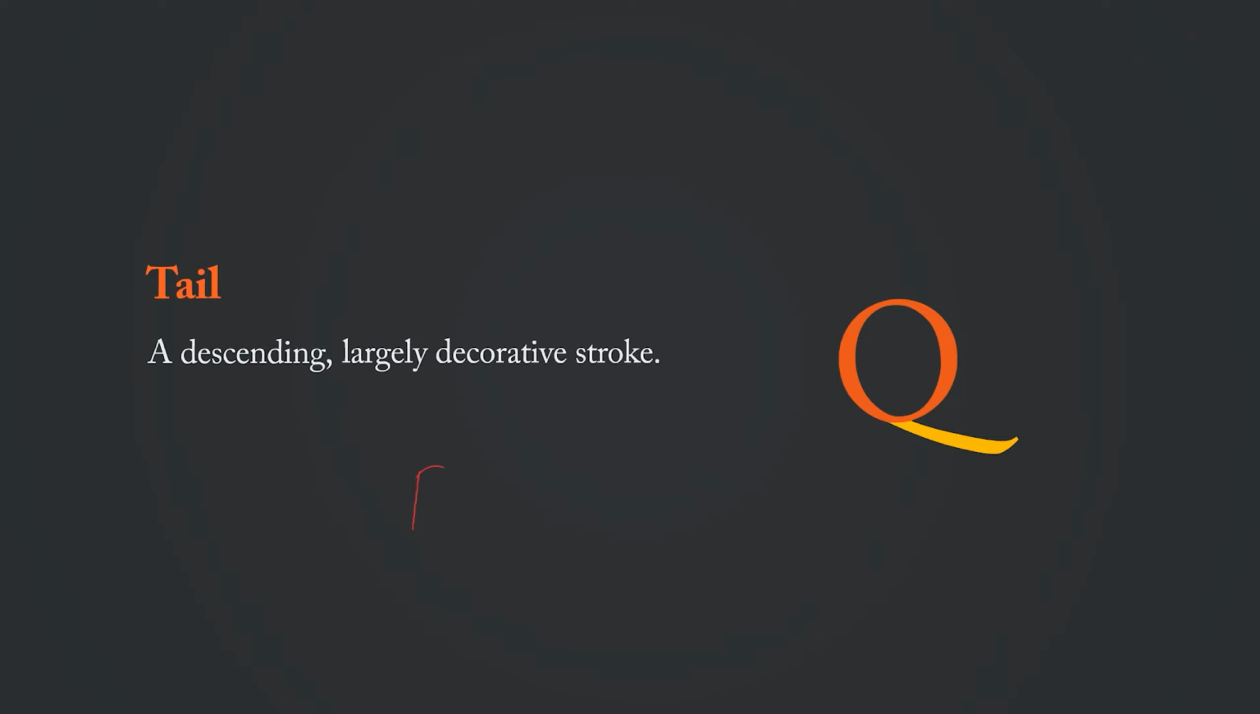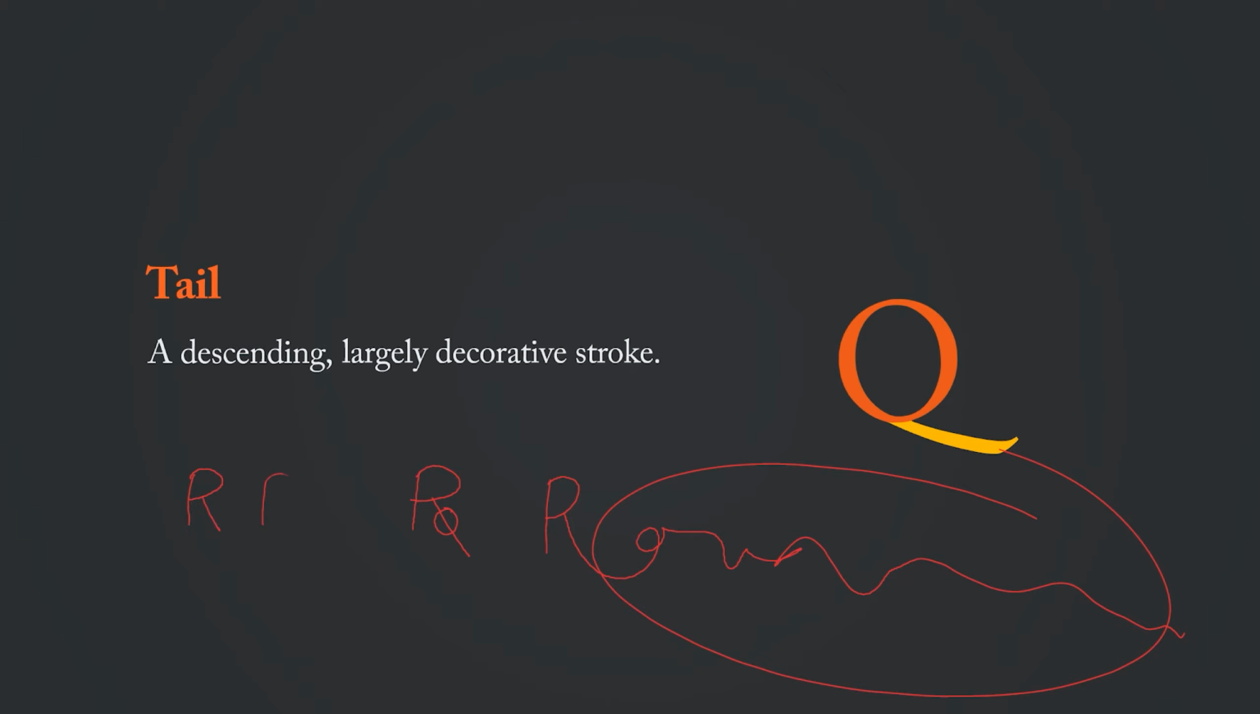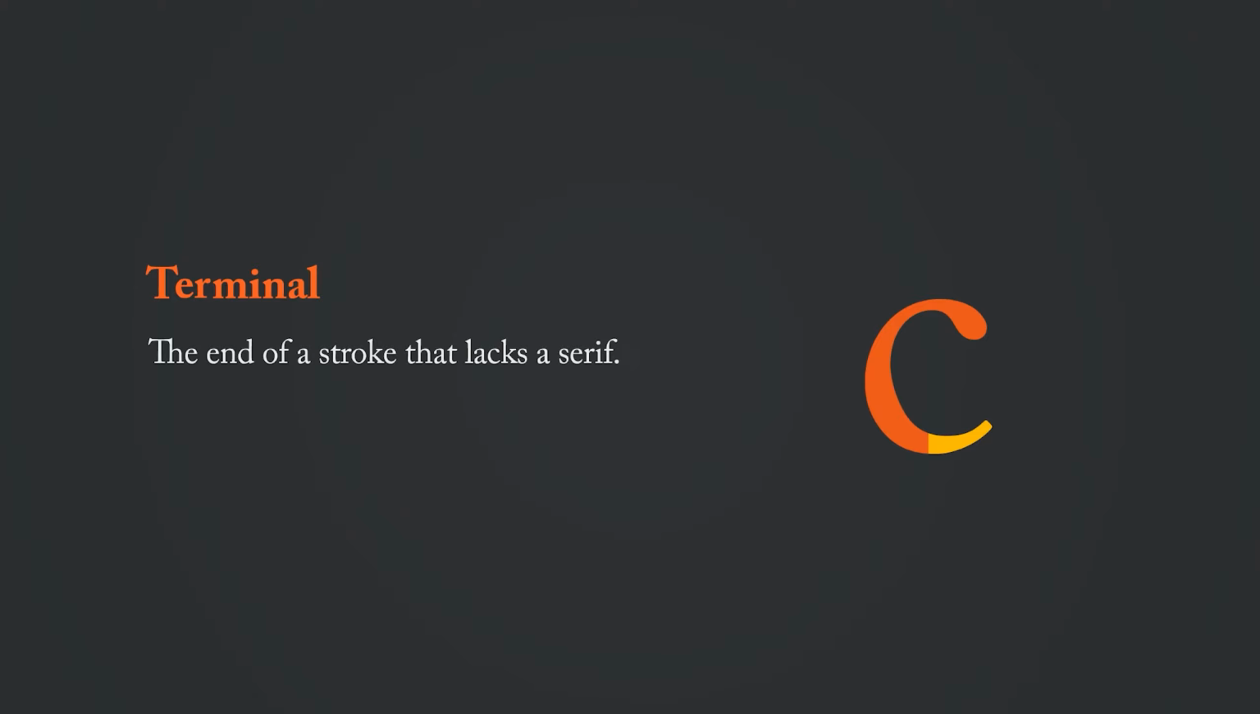Tail, a descending, largely decorative stroke. So on an R, this would not be a tail. It would be a leg. If we took that R and we went like this, all of this would be the tail. It's a horrible font, but that would all be tail. So if it becomes decorative rather than functional, for example, this is functional. It turns this P into an R. Still functional. Decorative. Makes sense?